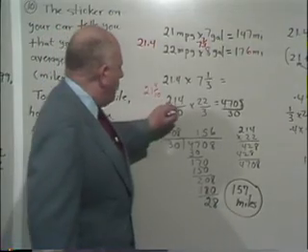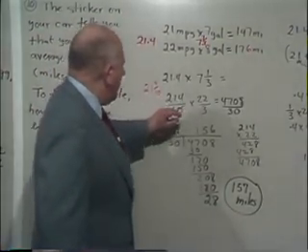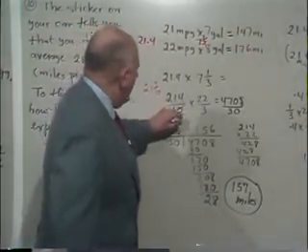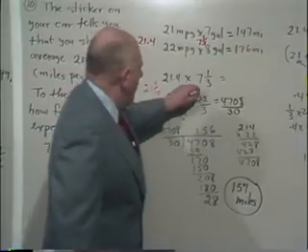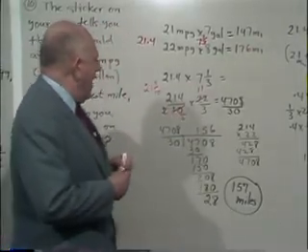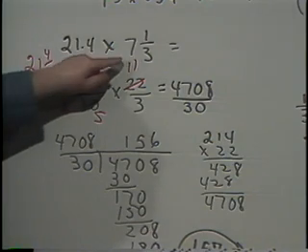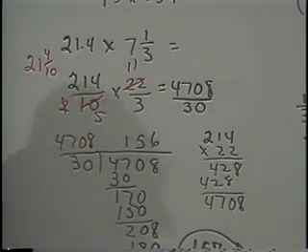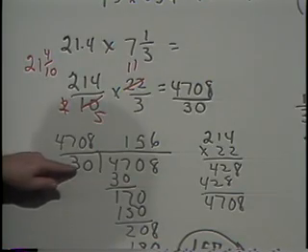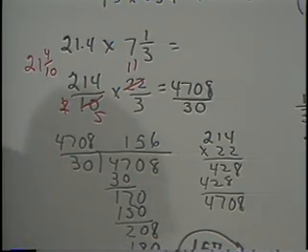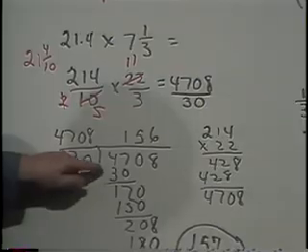And by the way, again, if you wanted to, you could have said 2 goes into 10 5 times, 2 goes into 22 11 times, and you could have written the problem as what? 214 times 11 over 5 times 3, but the calculator doesn't care whether you reduce or not. You can do that, but let's just finish the problem now. Now we divide the 30 into the 4,708. When we do that, we see what?